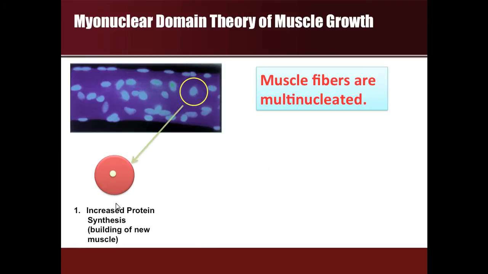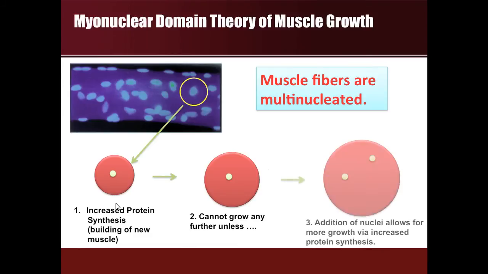And if we go here, we blow that up, sort of in diagrammatical format there. If you lift weights, what's going to happen? You're going to increase protein synthesis, and that's going to build new muscle. However, at some point, if you hit that ceiling of 2,000 micrometers, you couldn't grow any further with the current nuclei you had in your muscle. So what do you have to do? You have to add more nuclei. Basically that's the key. You have to add more nuclei to continue to grow.